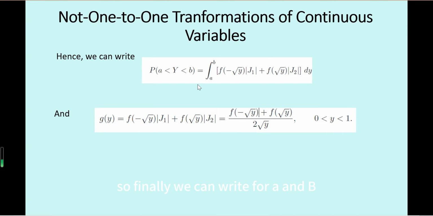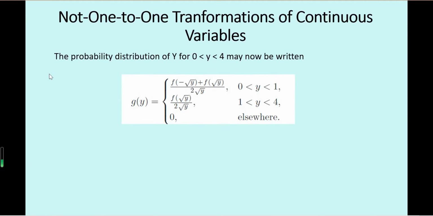So finally, we can write for a and b: g(y) equals f of minus square root of y times J1, plus f of square root of y times J2, for the range between 0 and 1. The result looks like this, because this is two parts of the probability distribution of x times the Jacobian. But here for x, we just write the inverse of x in terms of y, and the Jacobian is the derivative of x with respect to y.